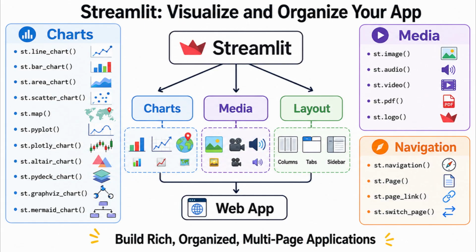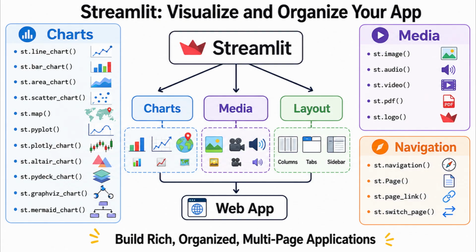Next, Streamlit helps us visualize information and organize the page. It has simple built-in charts for lines, bars, areas, scatterplots, and maps. It can also display visualizations from libraries like Matplotlib, Plotly, Altair, PyDeck, GraphViz, and Mermaid. For media, we can show images, audio, video, PDFs, and logos.